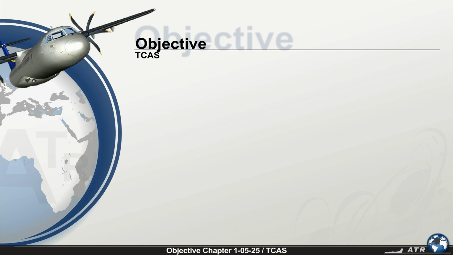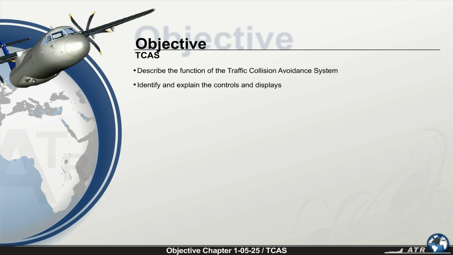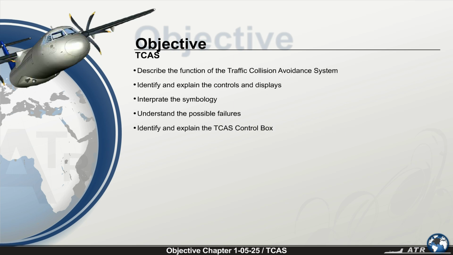At the end of this chapter, you'll be able to describe the function of the Traffic Collision Avoidance System, identify and explain the controls and displays, interpret the symbology, understand the possible failures, identify and explain the TCAS control box, understand the recommended operation, know the limitations of the system.